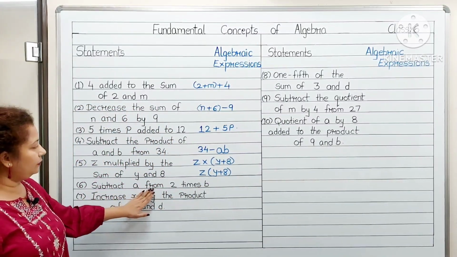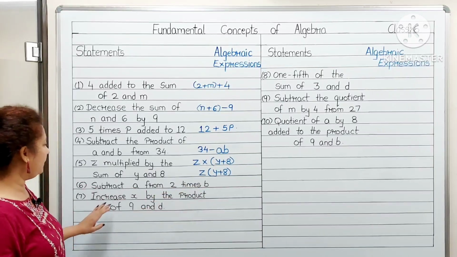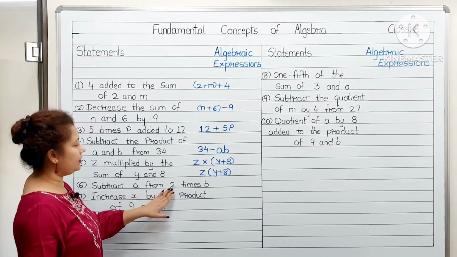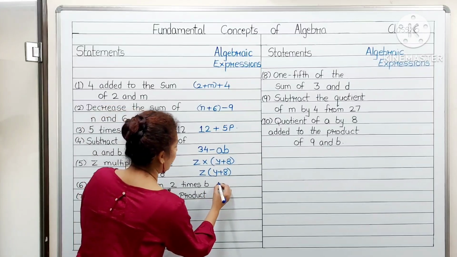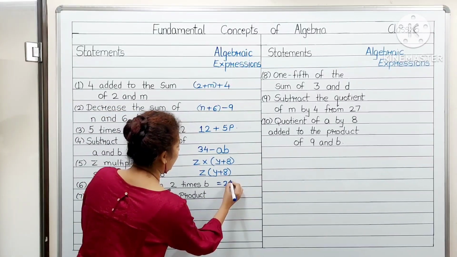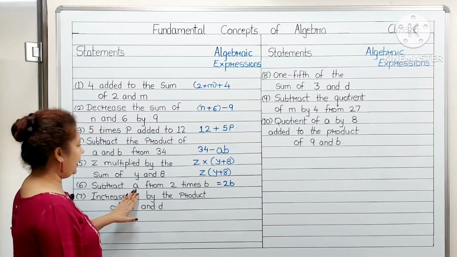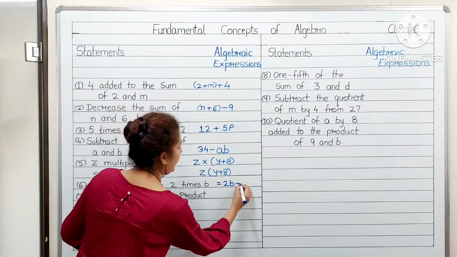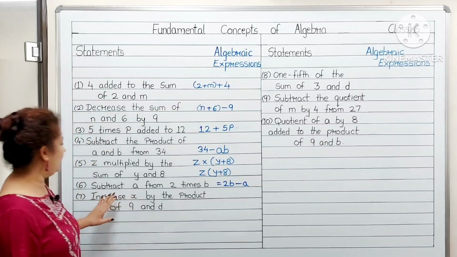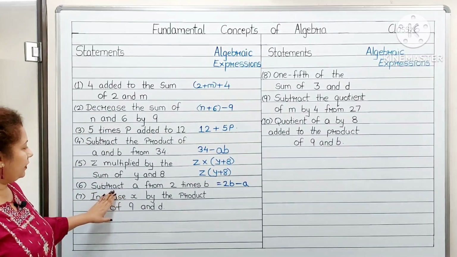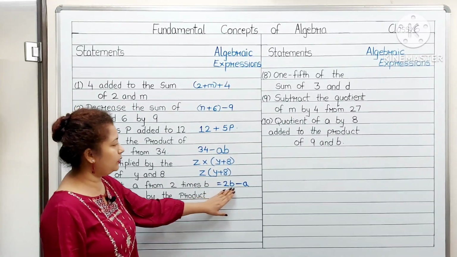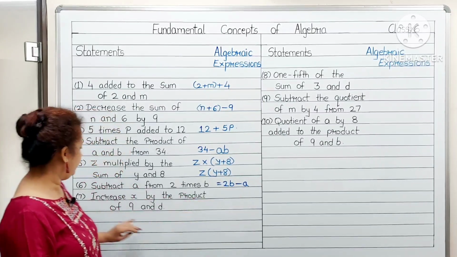Subtract A from 2 times B. So here first thing is 2 times B. That is 2 into B, that is 2B, and we have to subtract A from. So minus A. So the algebraic expression for this statement will be 2B minus A.